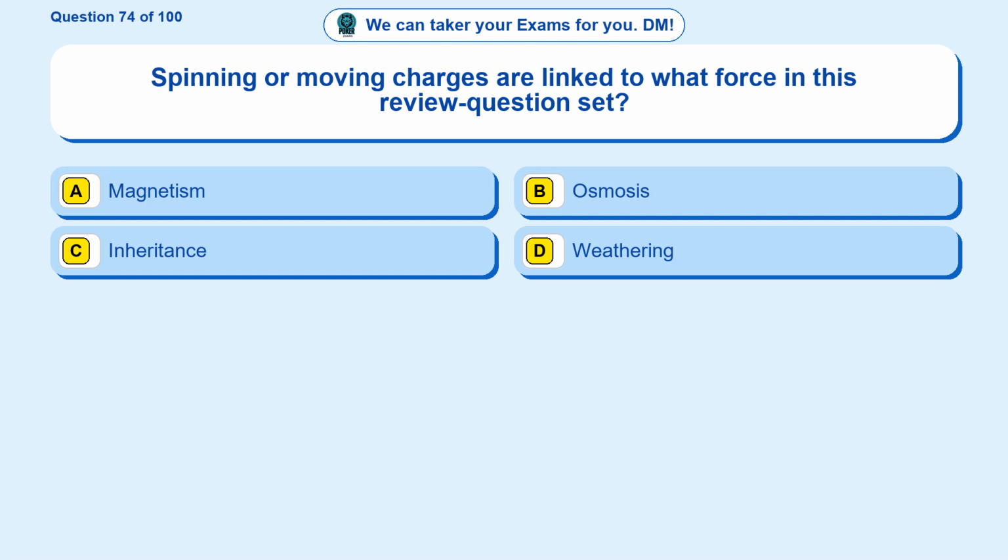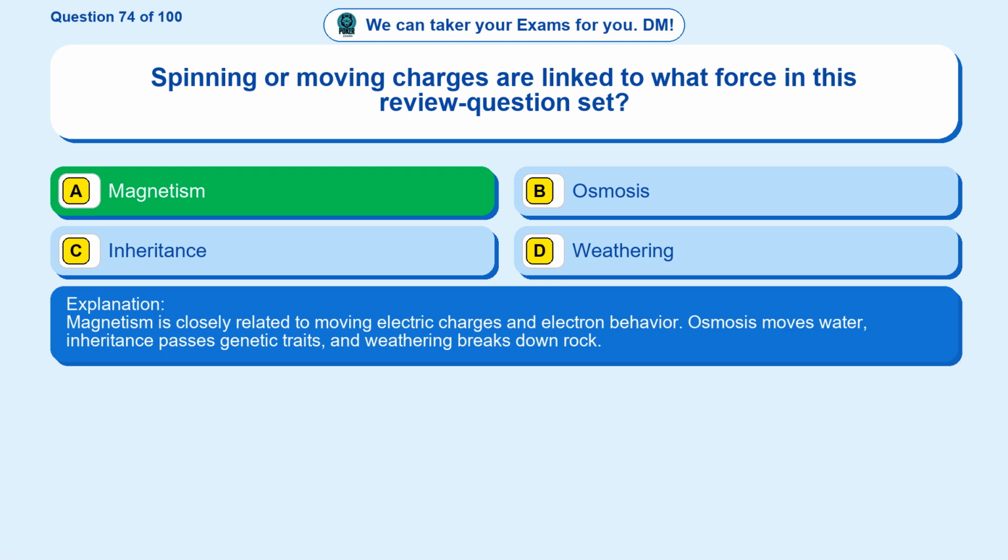Question 74. Spinning or moving charges are linked to what force in this review question set? Option A, magnetism. Option B, osmosis. Option C, inheritance. Option D, weathering. The correct answer is option A. Magnetism. Magnetism is closely related to moving electric charges and electron behavior. Osmosis moves water, inheritance passes genetic traits, and weathering breaks down rock.